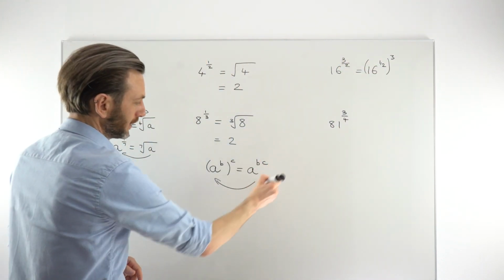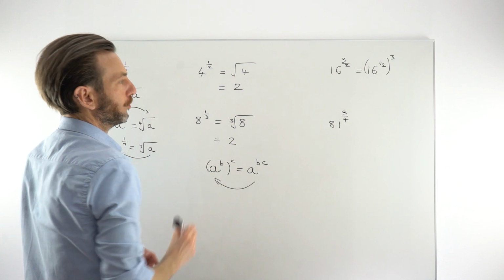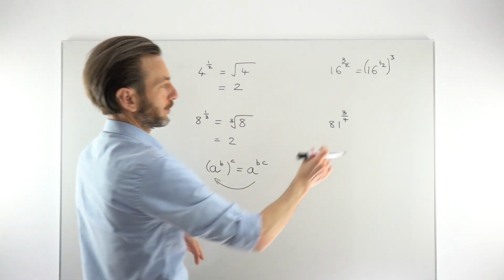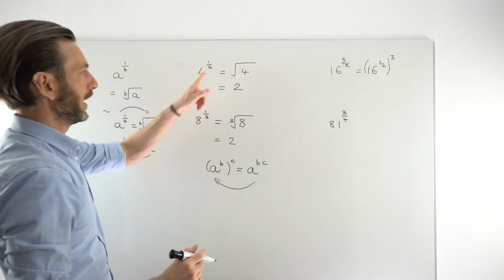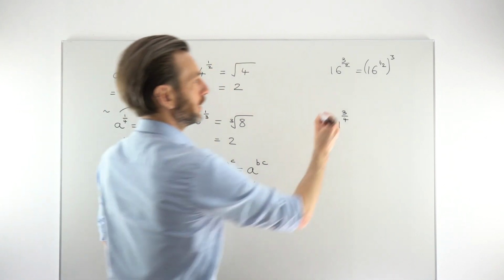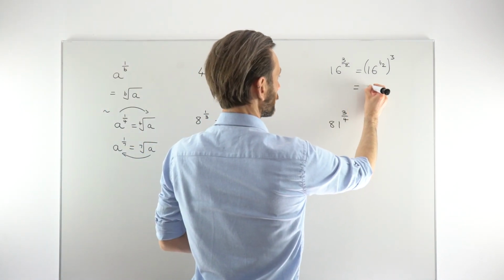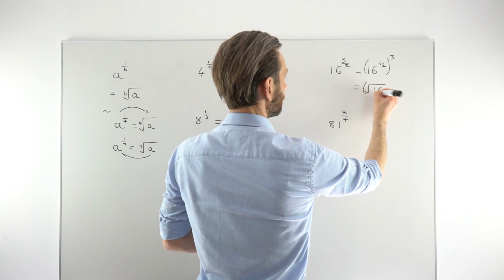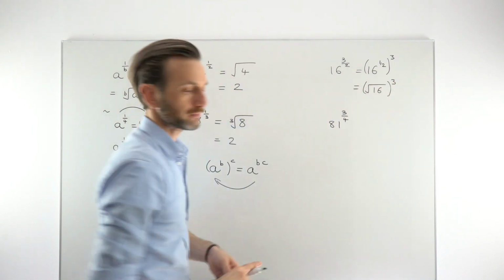So we've just used that indices rule, that exponent rule going backwards. Now it's in a form that we know how to process, because we know that a half power is the same as a square root. So we can say, okay, that's fine, that's just the square root of 16 to the power of 3.